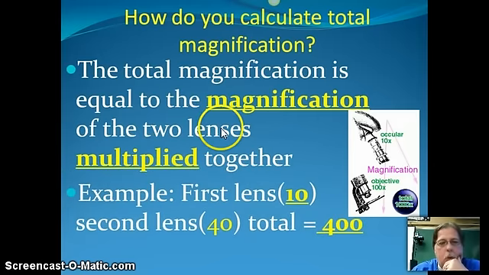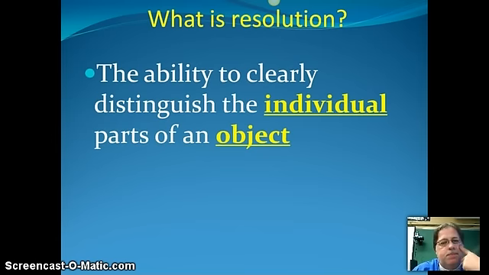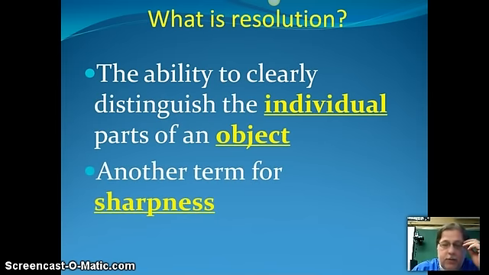You need to know this part right here, when 2 lenses are multiplied together. That's magnification. Let's look at resolution. Resolution is the ability to clearly distinguish the individual parts of an object. So when we look at something, how clear do we see that? Another term for it is sharpness.